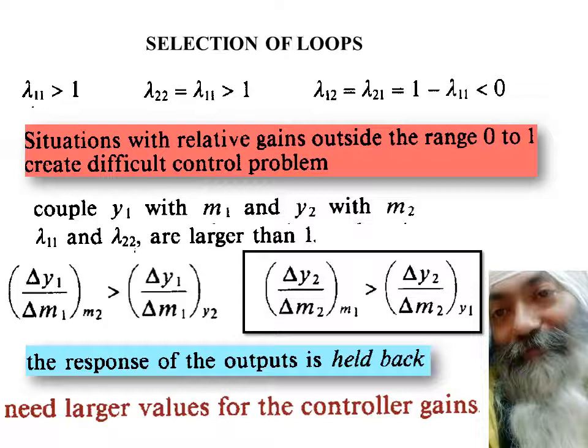The second thing is that someone may say, all right, instead of coupling y1 with m1, I may couple y1 with m2 and I may couple y2 with m1. What will happen in that case? In that case, I'll be using lambda 1 2 and lambda 2 1, which both are negative. So let us see what's going to happen in that case.